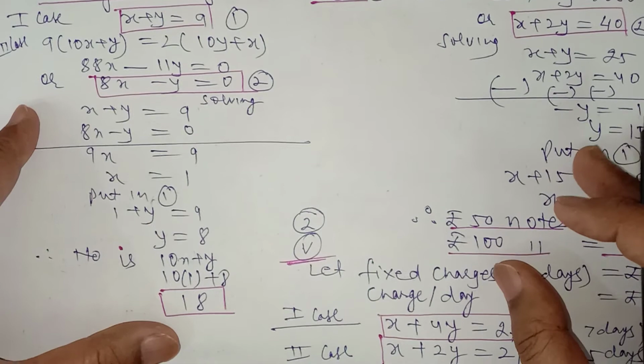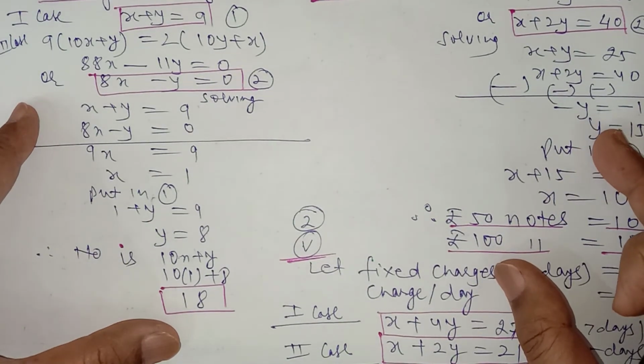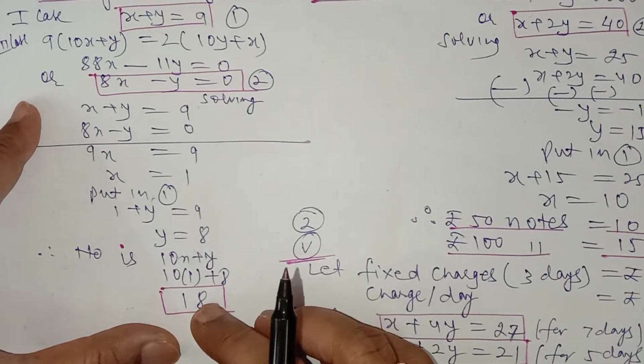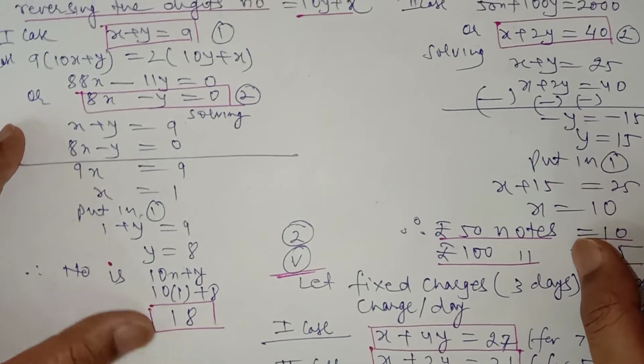So the 2-digit number is 18, and if we reverse it, it becomes 81. And the sum of the digits is 9 here: 1 plus 8 is 9, the digit sum is 9.